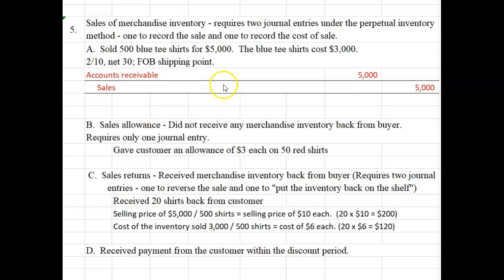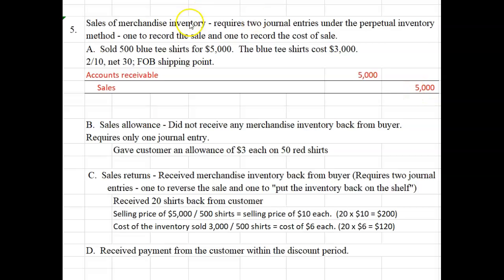The first journal entry should not surprise you at all. It is the same kind of journal entry that we made in chapters 2 and 3 when we were recording a revenue earned. This had to have been sold on account because we have credit terms. If we had received cash, we wouldn't have any credit terms. So debit accounts receivable and credit an income or revenue account called sales. This is the exact same kind of journal entry that you've recorded in the past to record revenue.